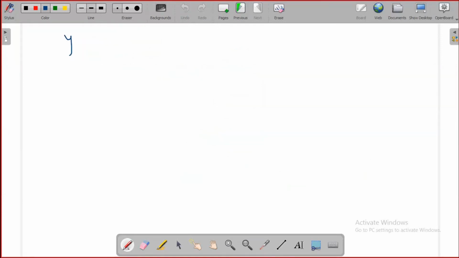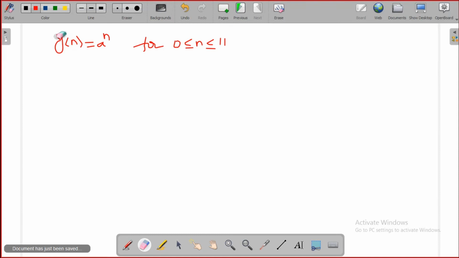Now I have to do this problem and tell me what the answer is. y of n is equal to a power n for 0 less than or equal to n less than or equal to 11. a power n. So it is not a response.